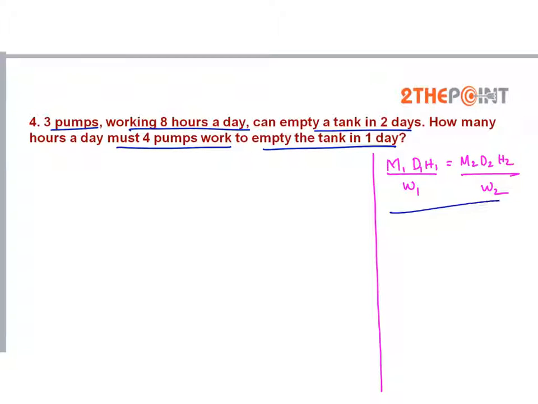Now just recollect the formula M1 D1 H1 divided by W1 equals M2 D2 H2 by W2. Here, instead of men, it is given as machines or pumps. So 3 into 8 into 2 equals 4 into 1 into, we have to find the number of hours, that is x hours. Here total work is not given, so you need not write that.